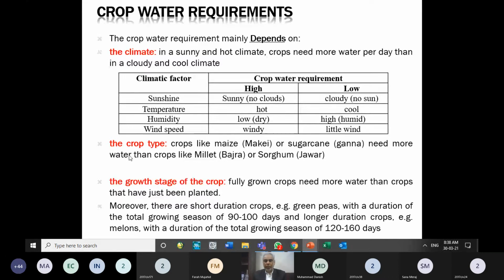So maize, sugarcane need more water as compared to less water requiring crops like millet. Millet is the name for bajra. Locally we call it bajra. Sorghum, locally we call it jawar. Those who are from the village background know about bajra and jawar. And those who are from the city environment may be familiar with millet and sorghum. They should know their local names, so you know what we are talking about. That's why I have written both the names.